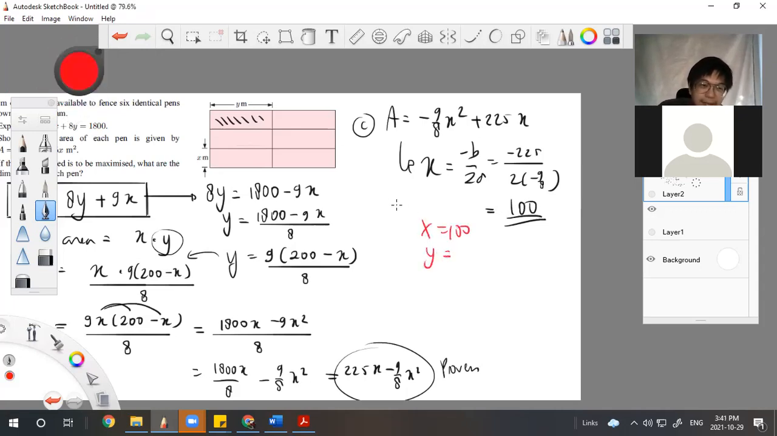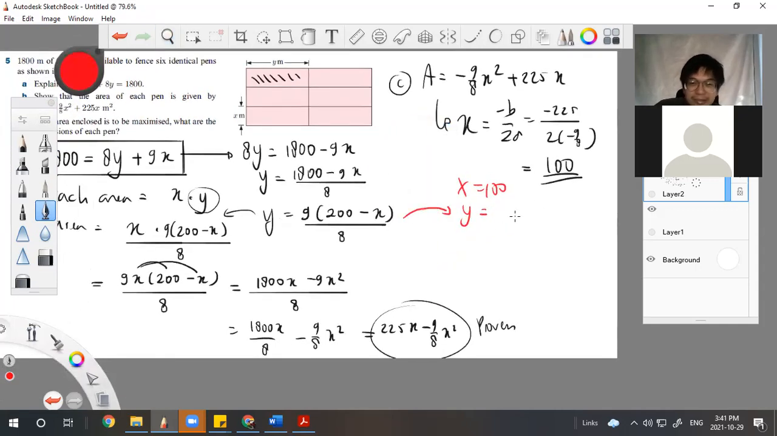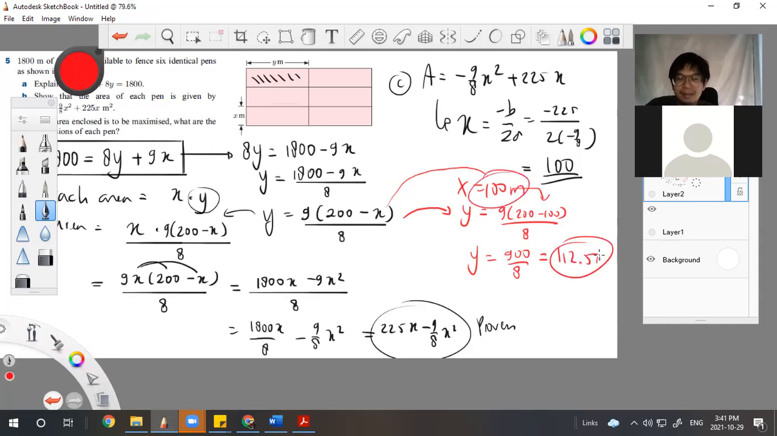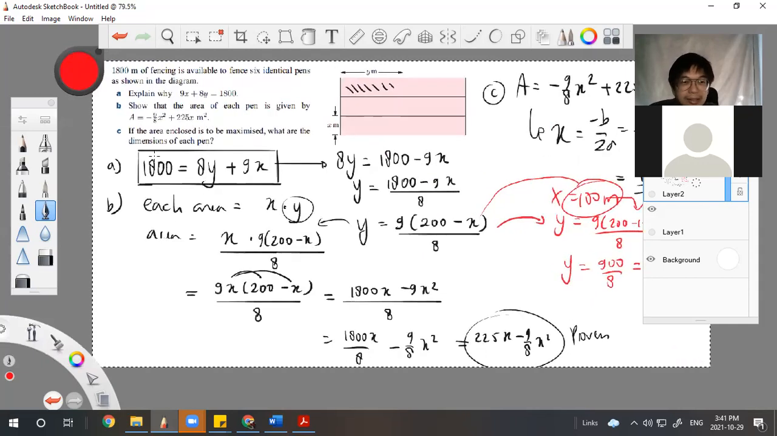What is the y then? Where is y? Oh, it's beside. So just substitute: 9 times 200 minus 100 over 8, because x is 100, you put it here. So y will be 900 over 8, right? That's 112.5. So the dimensions will be 100 meters and 112.5 meters.